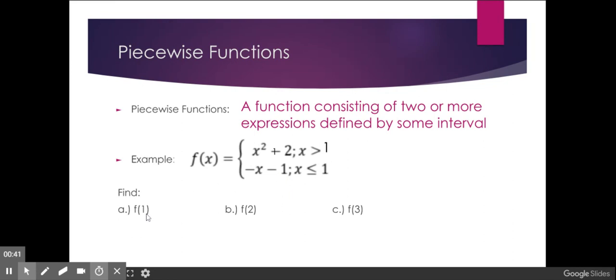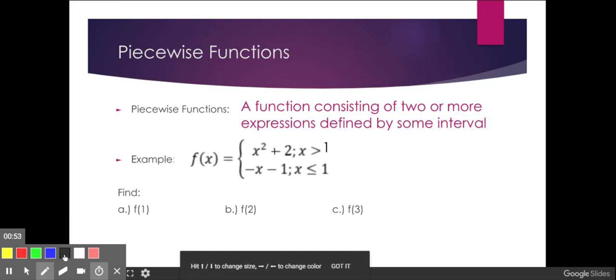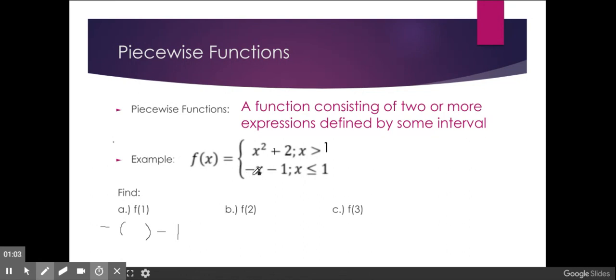So for this one, f of 1, 1 is less than or equal to 1. So we would plug into this expression. To do that, we would do it just like how we did it before, where you put parentheses anywhere you see an x. So negative parenthesis minus 1, and then I'm going to plug in 1. So negative 1 minus 1, our answer is negative 2. So that's the answer to f of 1. It equals negative 2.